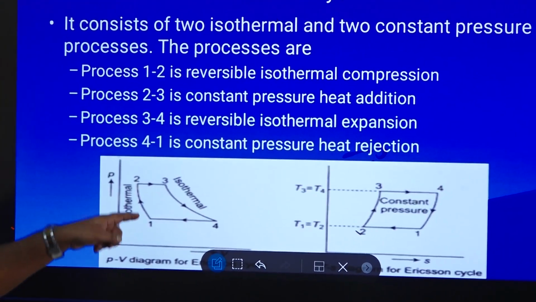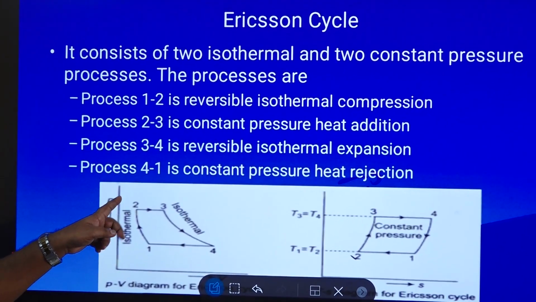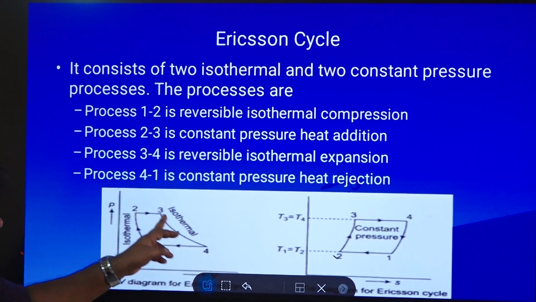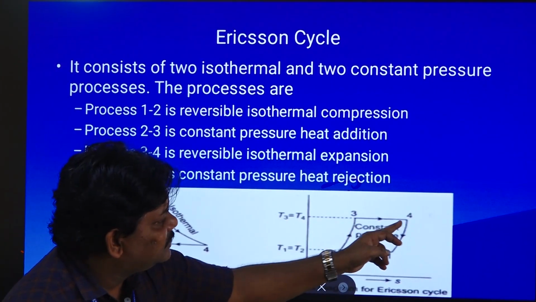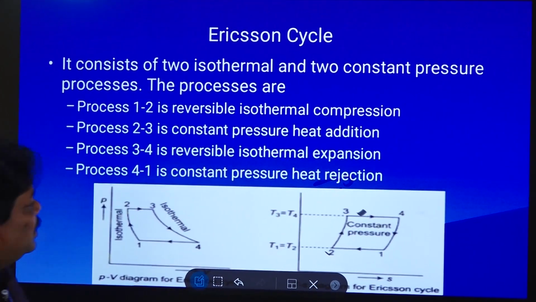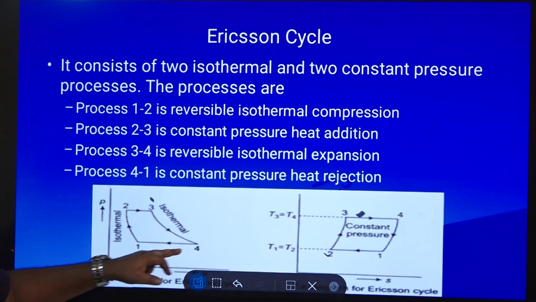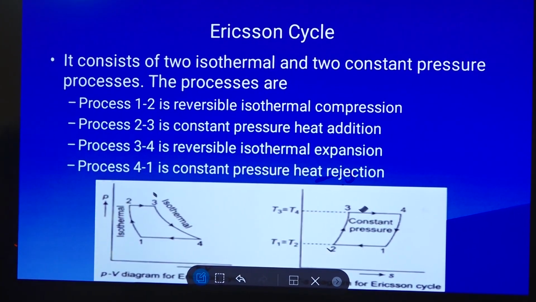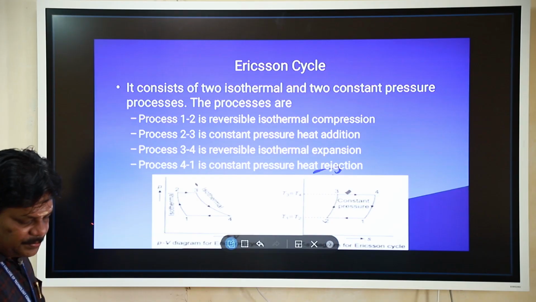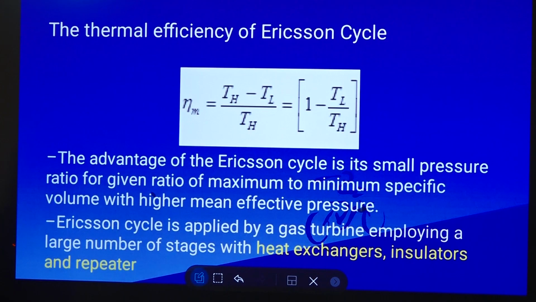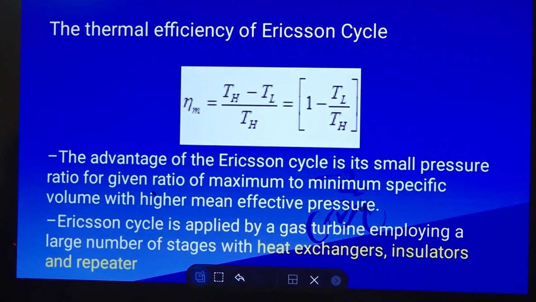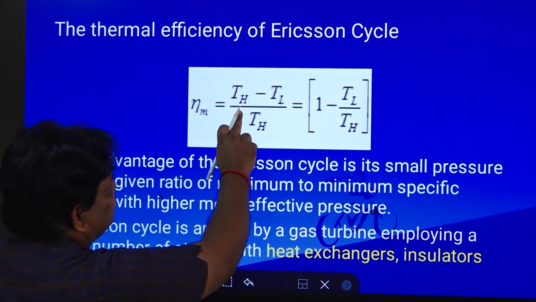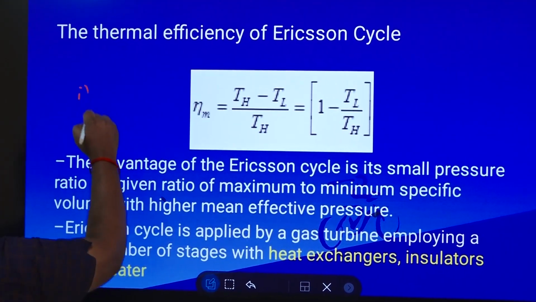Like, 2 to 3 is a constant pressure heat addition, and 3 to 4 is a reversible isothermal expansion process, and 4 to 1 is a constant pressure heat rejection process. So you should know the PV and TS diagram for all this. So the efficiency of the above cycle, that is eta of this Ericsson cycle, is output by input.